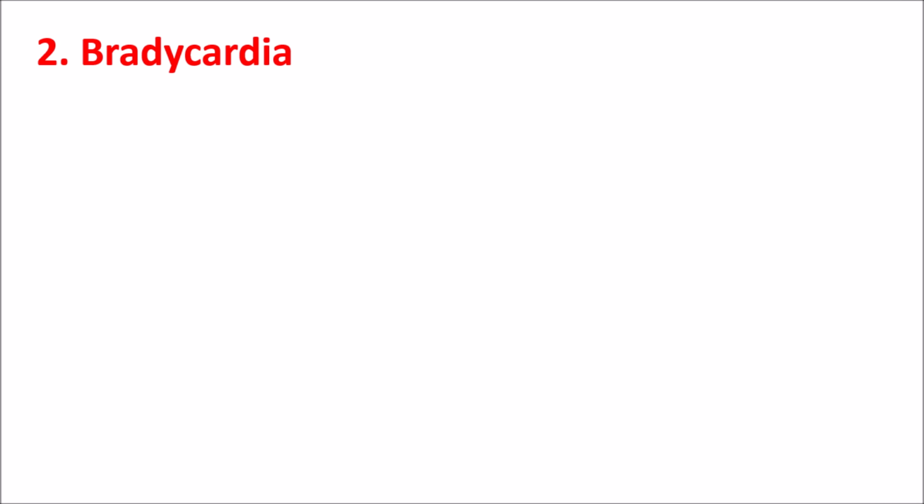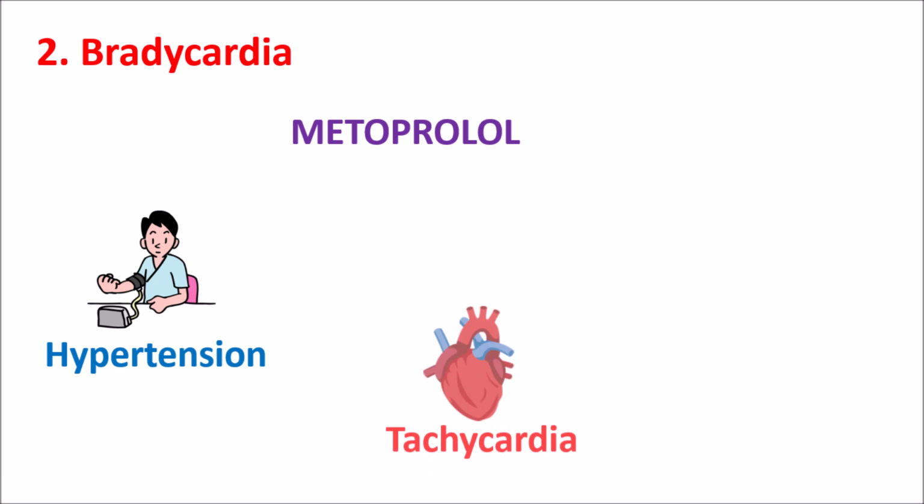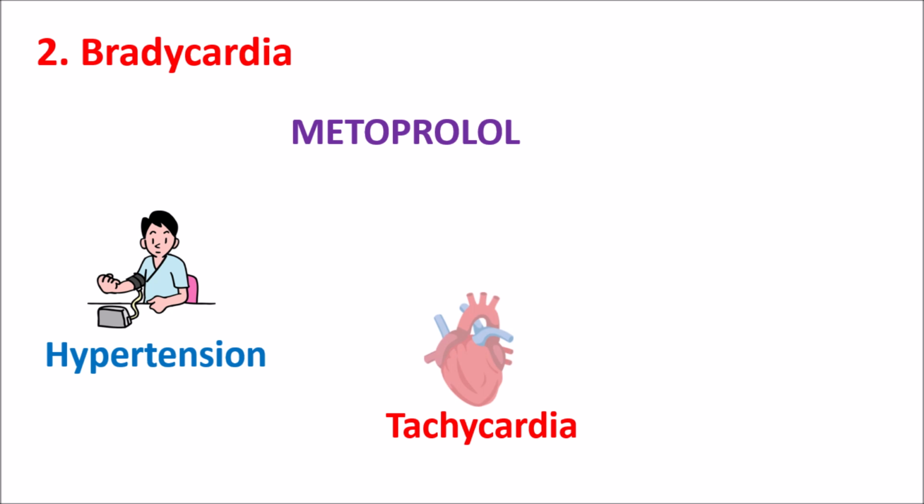Second one is bradycardia. Metoprolol is a cardioselective beta blocker, and it can be used for the treatment of hypertension as well as tachycardia, where heart rate is excessively increased. In such conditions we can use metoprolol, but whatever may be the clinical use, its main action is on the heart. So metoprolol can act on the beta 1 receptors located on the heart, which are blocked, and that results in a decrease in the heart rate.